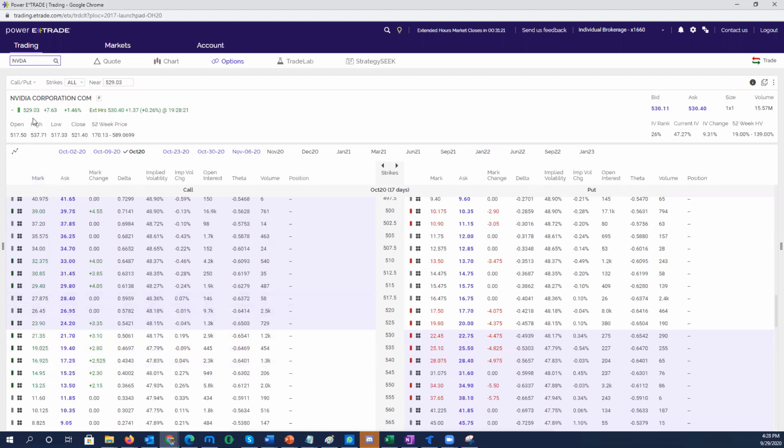Because this is a very volatile stock. Okay, it moves around $7, $8, $10, $15 a day. So that's why you will see these options are very pricey. Also, the price of the stock is very high, 529. Microsoft has a 200 range, right? So you'll see different option prices for different stocks, and that is defined by the options clearing house. So you don't have any control on that one.